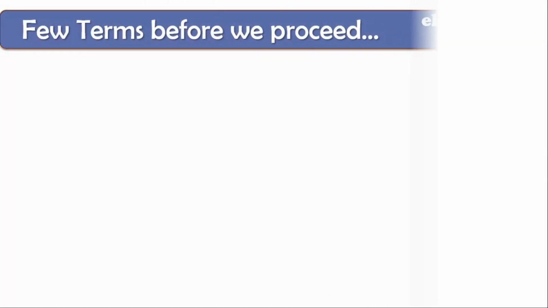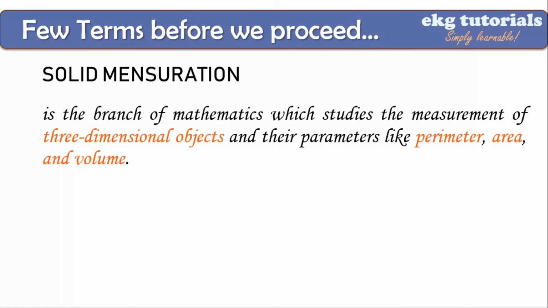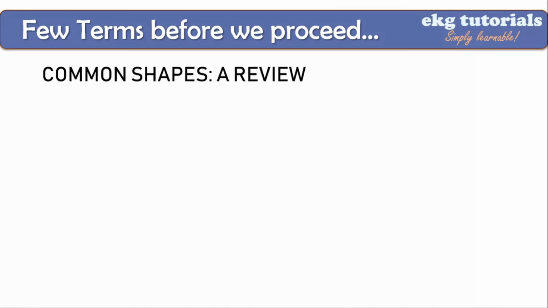Now, a few terms before we proceed. So first is, what is solid mensuration? Solid mensuration is the branch of mathematics which studies the measurement of three-dimensional objects and their parameters like perimeter, area, and volume. On the course of the topics that we will be discussing, hindi mawawala itong pagsosolve natin ng perimeter, area, pati itong most especially volume.